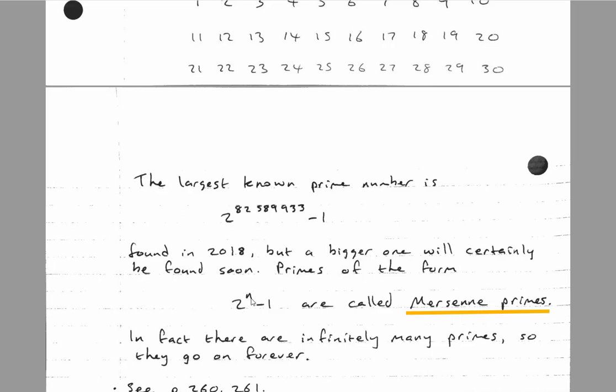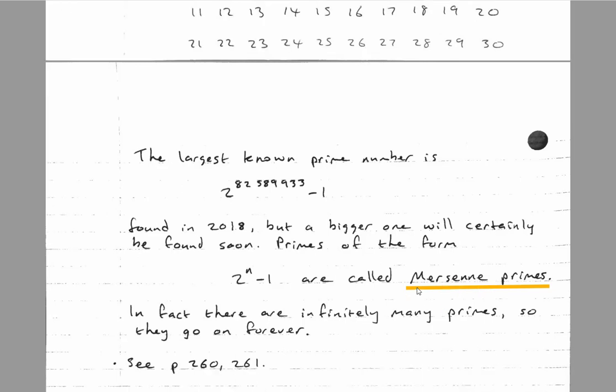Primes of the form a power of 2 minus 1 are called Mersenne primes, after Marin Mersenne. It turns out it's easier to check numbers that look like this to see if they're prime than other numbers.